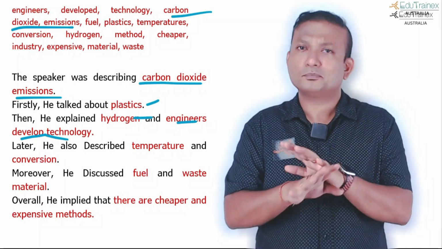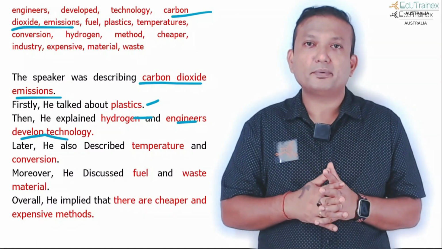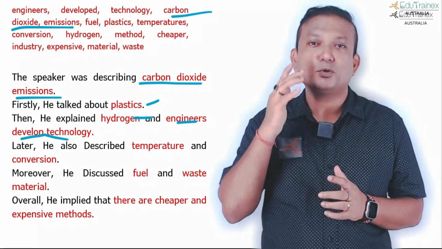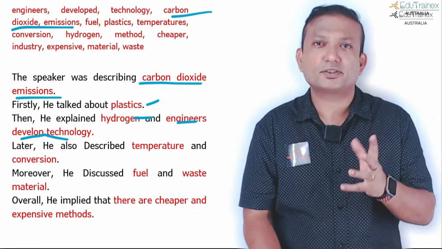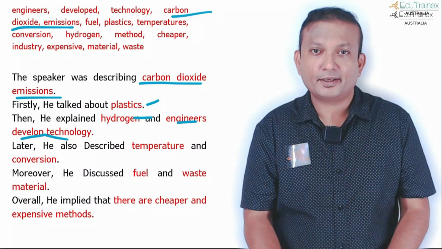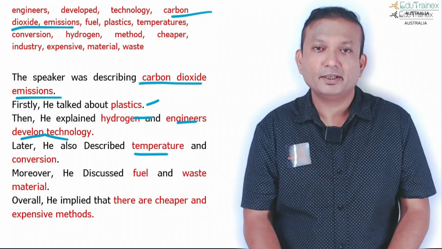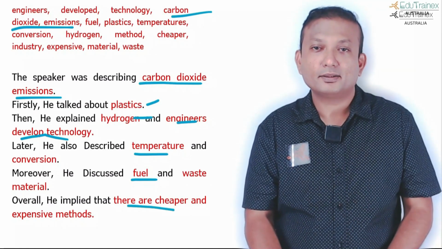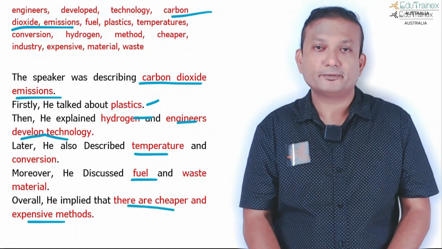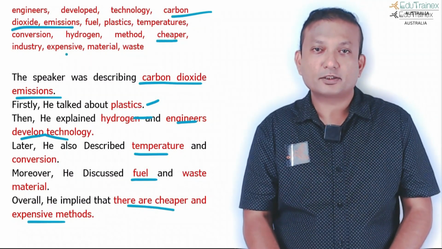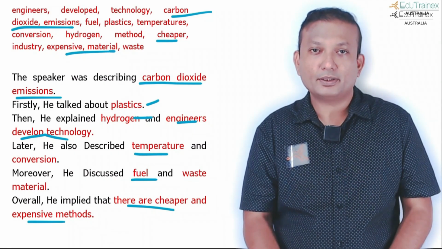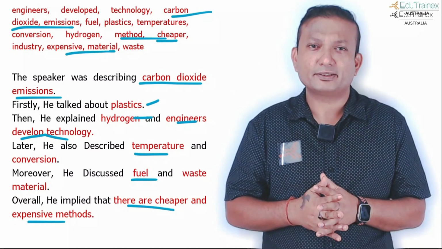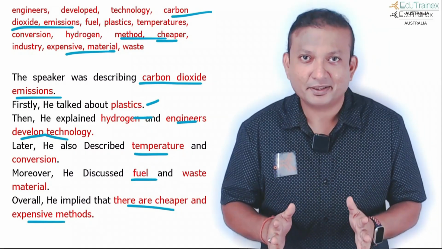Grammatically not accurate, but it's okay. No need for grammar here. Speak a phrase in the first sentence, one in the body and one in the conclusion. The remaining is just appending the keywords here and there. Later he also described temperature and conversion. He discussed fuel and waste material. Overall, he implied that there are cheaper and expensive methods. What did I do? Cheaper, expensive material or methods from here. Whatever, just use any keyword, combine it into a phrase. If you can do that, there's no other easy solution.